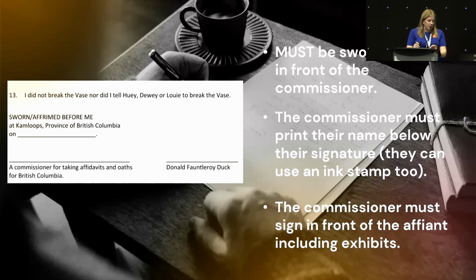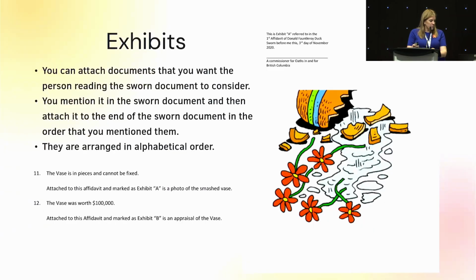Also, and I get into this later, but numbering pages can be really helpful as well. So exhibits. In the example that I put in there, this is one of the exhibits showing the broken vase, a picture of the broken vase. So exhibits are documents that you're attaching that you're describing in the original sworn document. So of course, when you're talking about the picture, you're not going to slap it right in there in the document between paragraph 5 and 6.